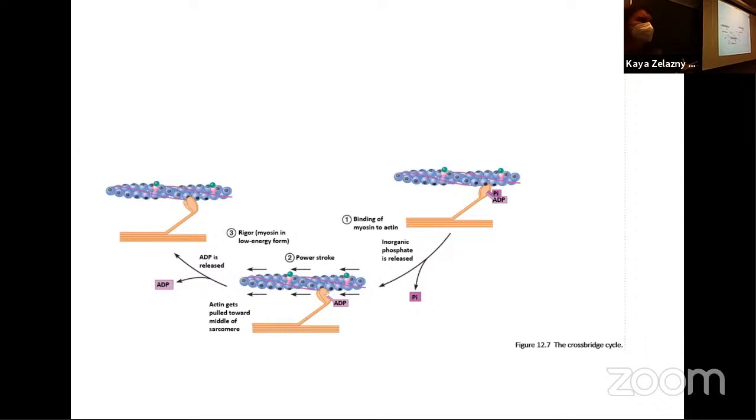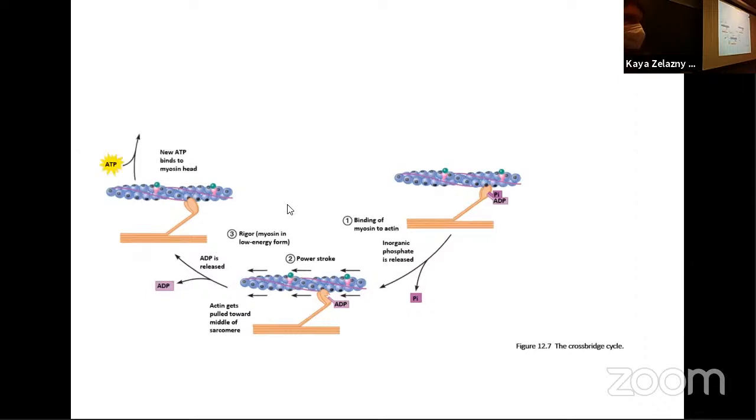In death, this happens for two reasons. One, you don't make more ATP because your cellular function isn't working. There's also a lot of release of calcium as the cells break down. So that's our rigor state. First we bound the myosin to the actin. Then we did the power stroke, pushing the actin towards the center. And now we're in rigor. We're in a low energy form. We're kind of stuck until we get some more energy.